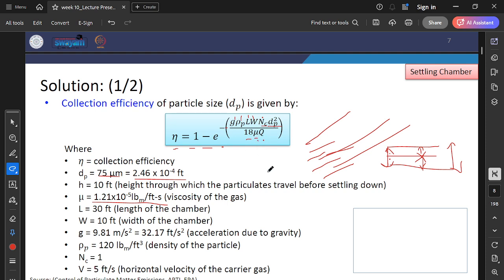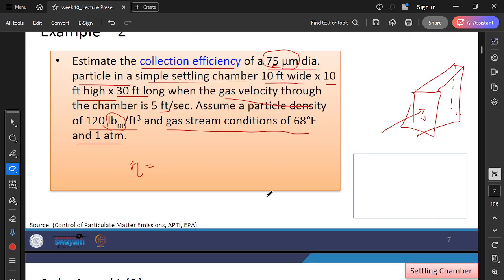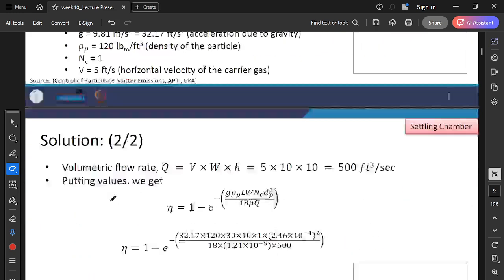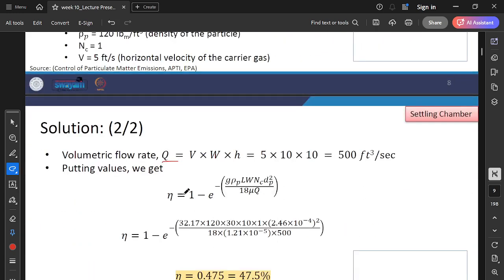And Q will be the flow, that is in meter cube per second. That is not given here, right? The Q is not given here. So we need Q. Flow rate, how to find? Flow rate will be meter cube per second. Here everything is feet, so feet cube per second. So how to find feet cube per second?